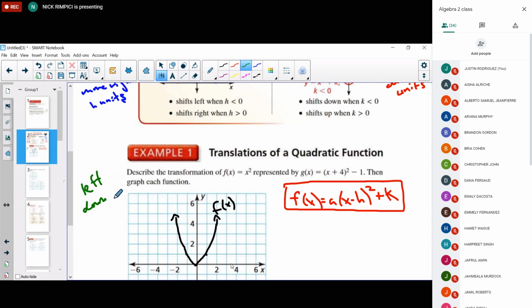We're going to deal with this claim because we're going to graph g of x and then compare it to the parent, and we're going to see what happens. Now, let's do that, and then we'll explore why. I'm going to put x plus 4 squared minus 1, and then we'll talk about the algebra part in a minute. Let's explore it first.